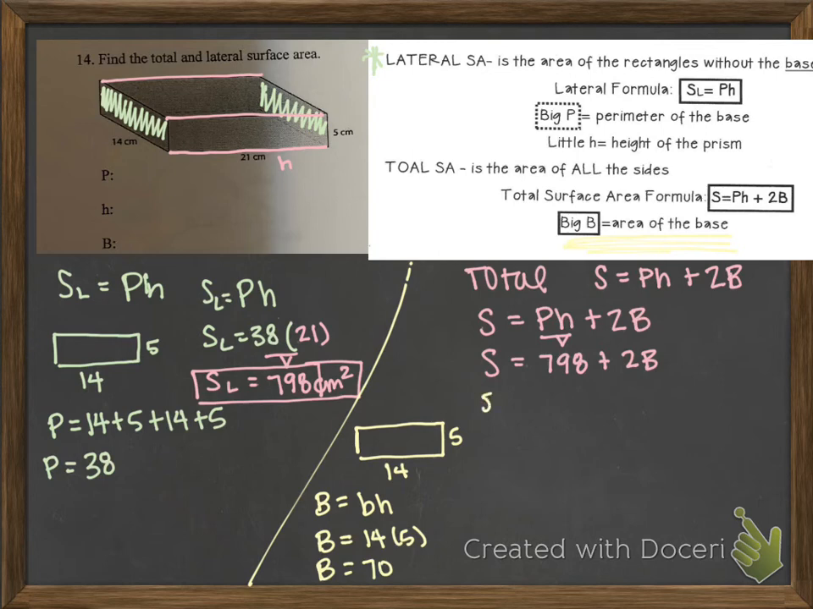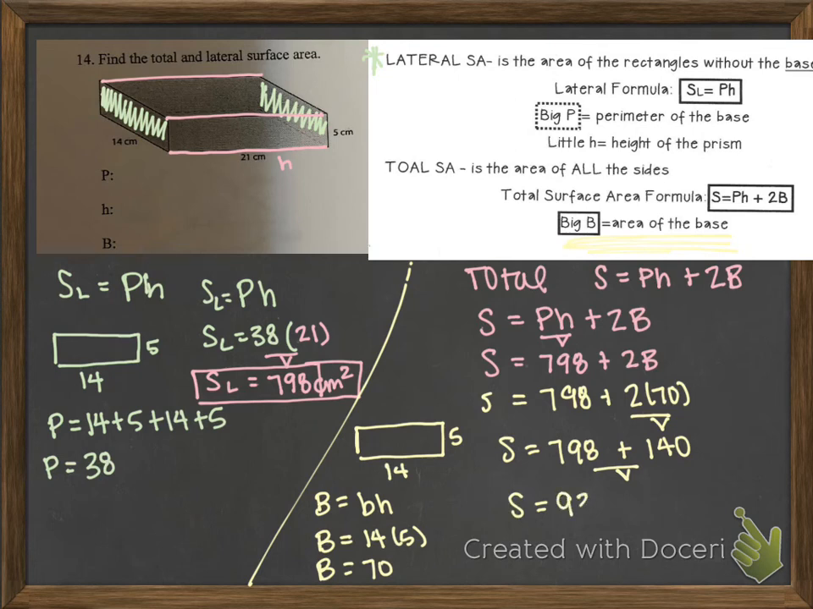So now S equals 798 plus 2 times 70. Okay, so go ahead and finish that out. Press pause and then press play when you have finished. Okay, so order of operations says to do this first. So S equals 798 plus 140. And then whenever you added those together, you got 938 centimeters squared. Okay, so that's your total. Also, don't forget to fill out these parts right here.